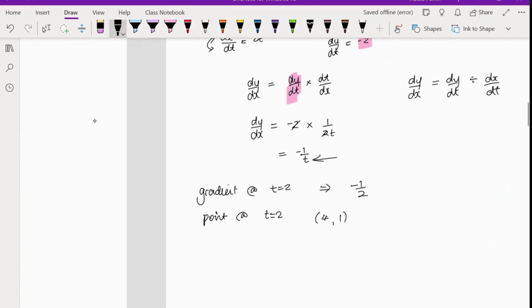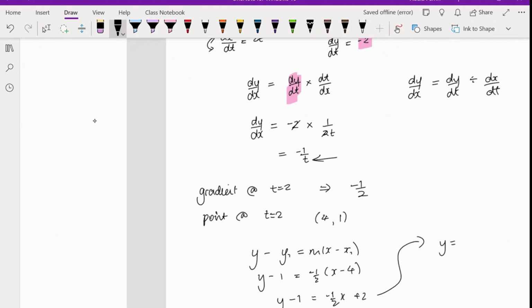And now we can just chuck it straight into our equation of a line formula. y minus y1 equals the gradient times x minus x1. And then you can make that pretty to tidy it up. So negative 1/2 x plus 2, which means it's y equals negative 1/2 x plus 3. And that is how we do parametric equations.